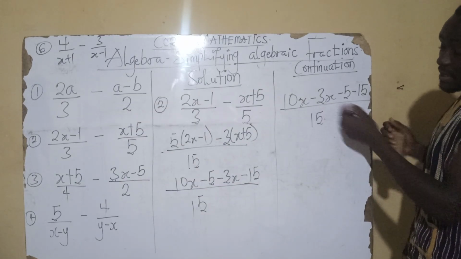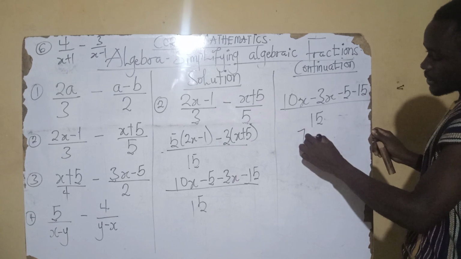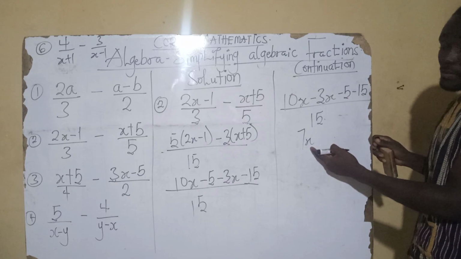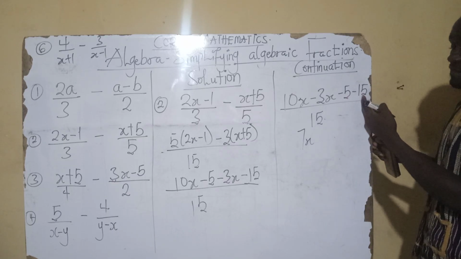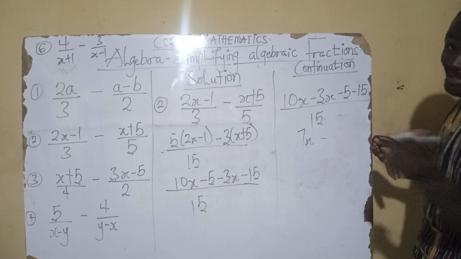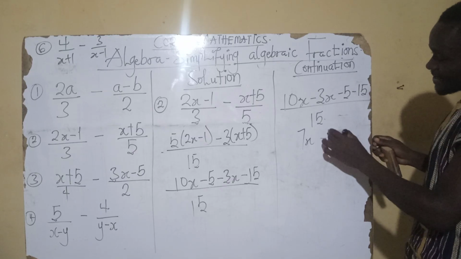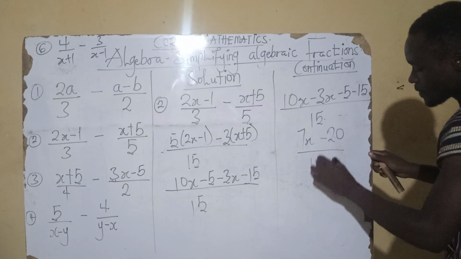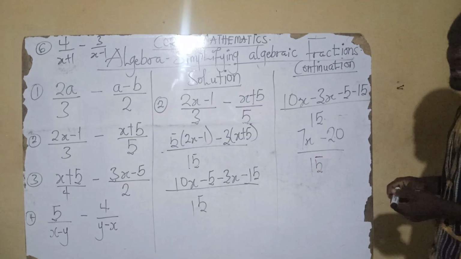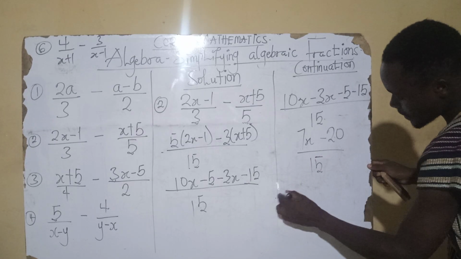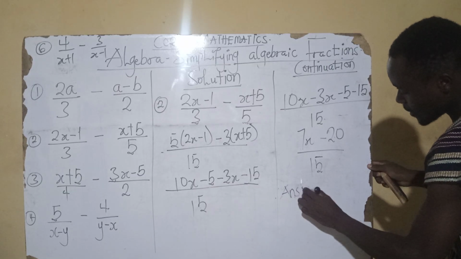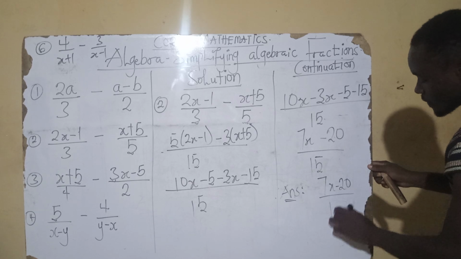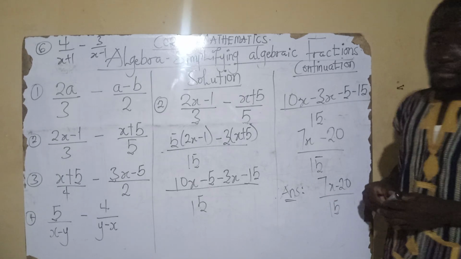So 10x minus 3x, we are getting what? 7x. I believe you understand. We subtract the 3 from the 10 and we are getting this. Negative 5 minus 15, we are getting what? We are getting negative 20 all over 15. Are you getting me? So this then becomes our answer. Therefore we can conclude that our answer is 7x minus 20 all over 15. I believe you are clear with that.